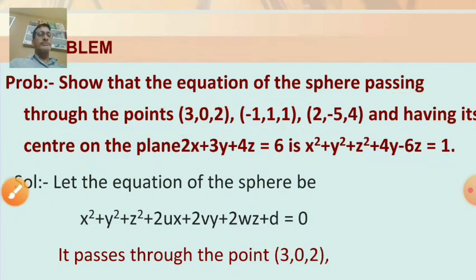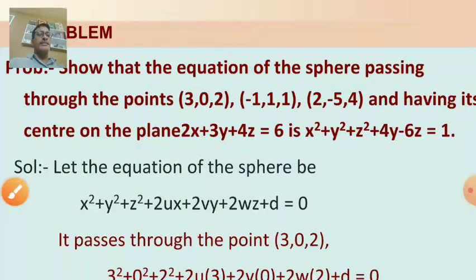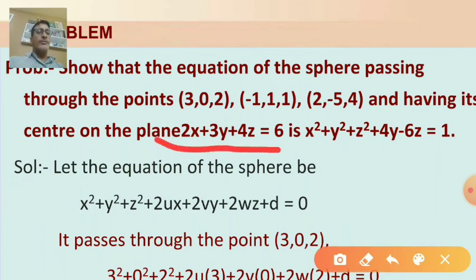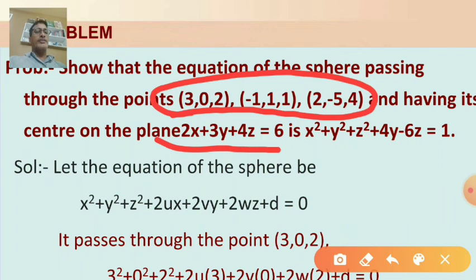Here in this problem we have to find the sphere, and it is given that the sphere is passing through the 3 points, and also the center of the sphere lies on the plane 2x plus 3y plus 4z is equal to 6. Here there are 4 conditions. The sphere is passing through the 3 points given here, and also the center of the sphere lies on this plane. So we have to prove that the sphere is x square plus y square plus z square plus 4y minus 6z is equal to 1.